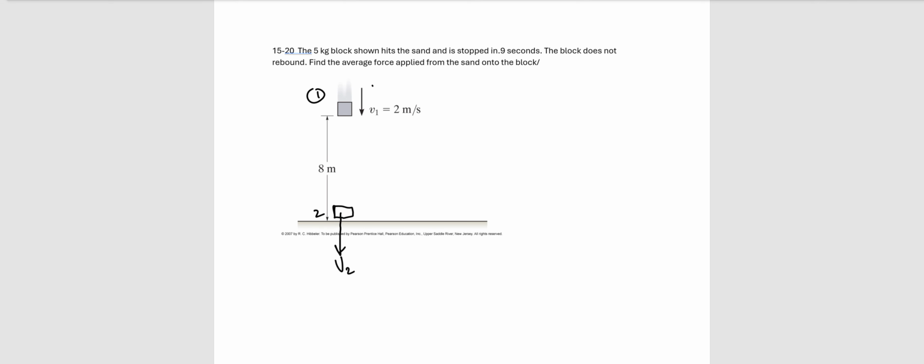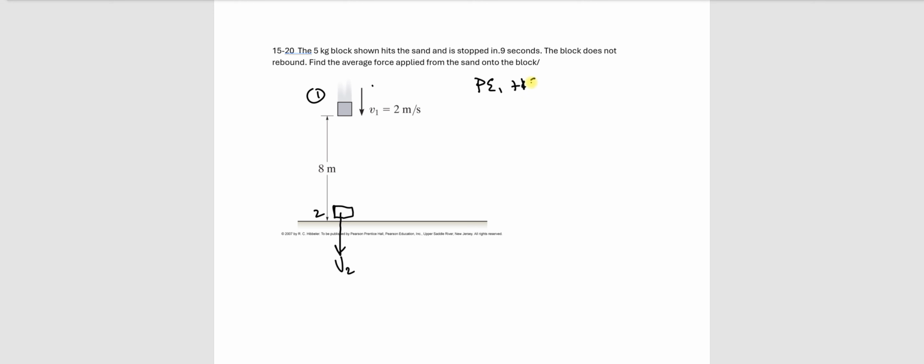All right. And as I mentioned a little earlier, momentum methods are about force, velocities, and times, but energy methods are about force, velocities, and distances. So what we're going to want to do here is apply work energy between 1 and 2. So I'll go ahead and do that.